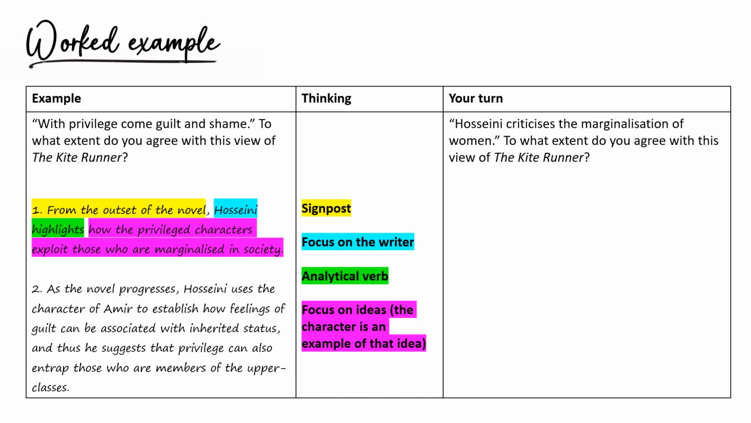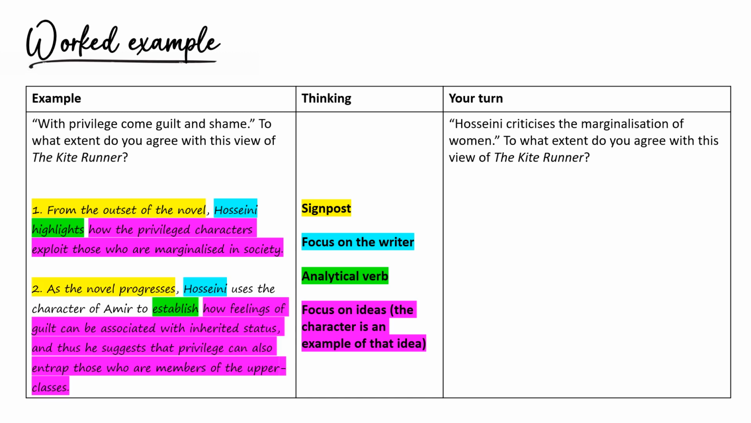Okay, brilliant. So what you can see here is what we're signposting. So as the novel progresses, focusing on the writer with Hosseini's name or outside of the text, got my analytical verb, and then I'm focusing on the idea, putting that argument forward. So again, I suggest that you pause, have a go at the second question and write a second point sentence, thinking about how you'd start your second paragraph.